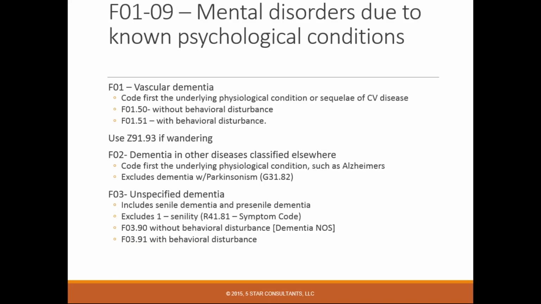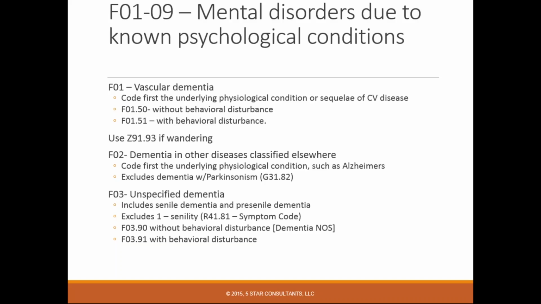So without behavioral disturbance is F01.50, with is F01.51. You need to use the code for wandering. That went in effect about last year, I guess, in ICD-9, and that's the case. If they are wandering, it's important to put that because of the danger that is heightened with that. And that is V40.31. It's a V code in ICD-9.